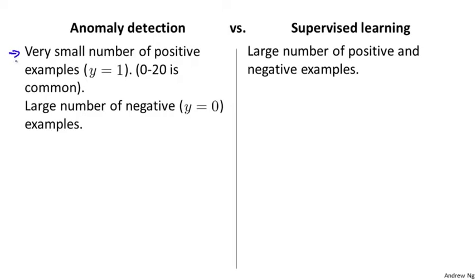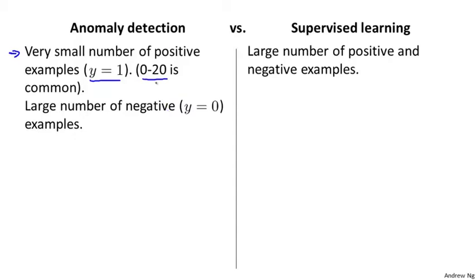If you have a problem with a very small number of positive examples, and remember, examples of y equals 1 are the anomalous examples, then you might consider using an anomaly detection algorithm instead. Having 0 to 20, maybe up to 50 positive examples might be pretty typical. And usually when we have such a small set of positive examples, we're going to save the positive examples just for the cross-validation set and the test set.